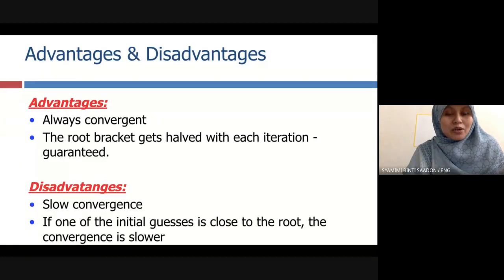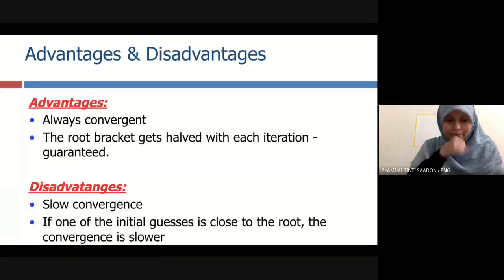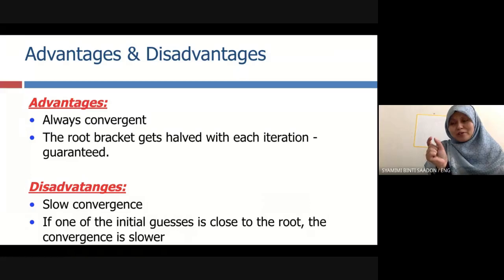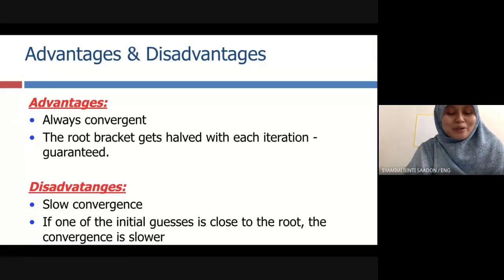There are advantages and disadvantages. The advantage: it is always convergent. The process will always converge. The root bracket gets halved with each iteration, guaranteed, because we calculate manually. The disadvantage: slow convergence. If one of the initial guesses is close to the root, the convergence is slower, because we are already close to the root and then we halve it, so it gets slower.